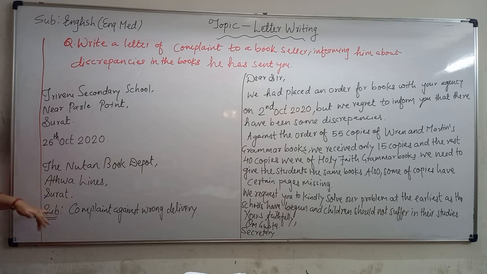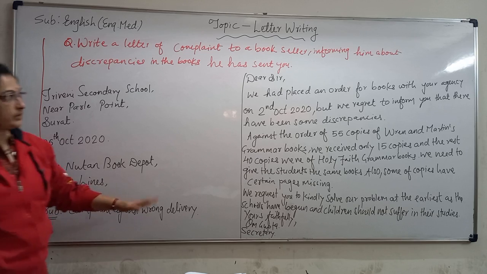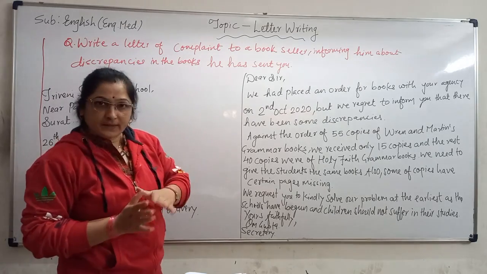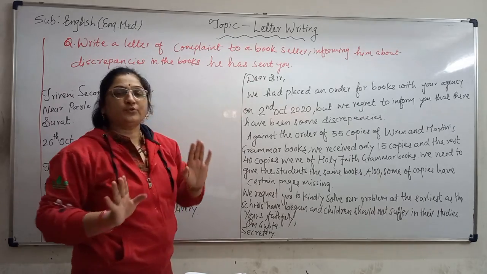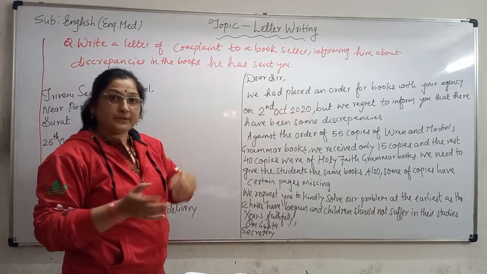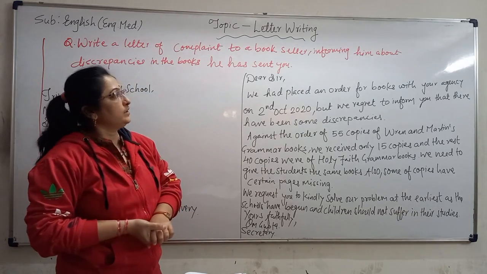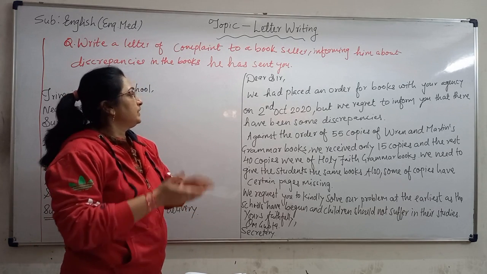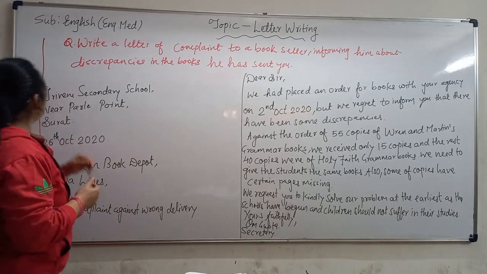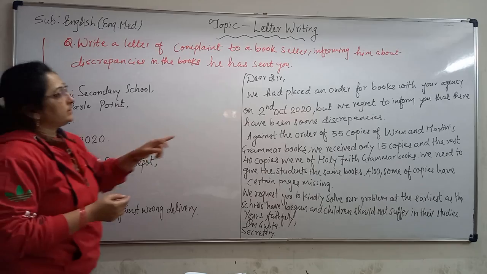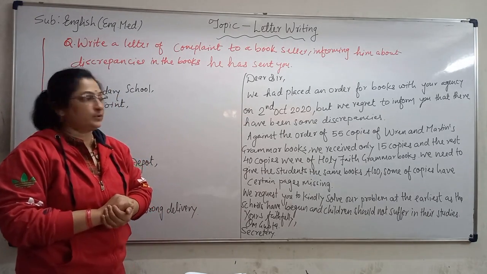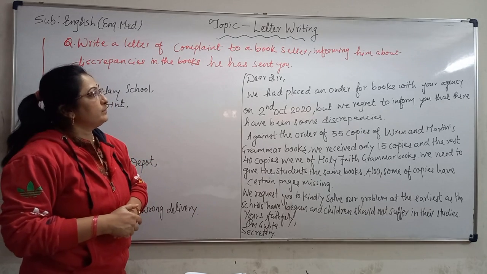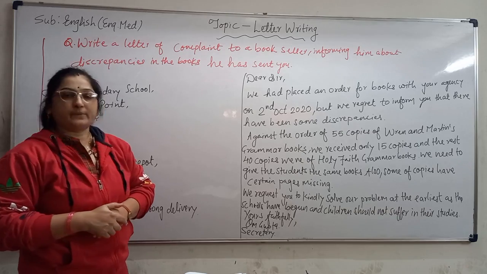Then leave one line and write the subject, attach it to the margin only: complaint against wrong delivery. Then leave one line and write Dear Sir. After this there is no need to leave a line. You can continue from the new line. We have placed an order for books with your agency on 2nd October. You are writing the letter on 26th, so you put the order on 2nd October, before 20 or 24 days. But we regret to inform you that there have been some discrepancies.